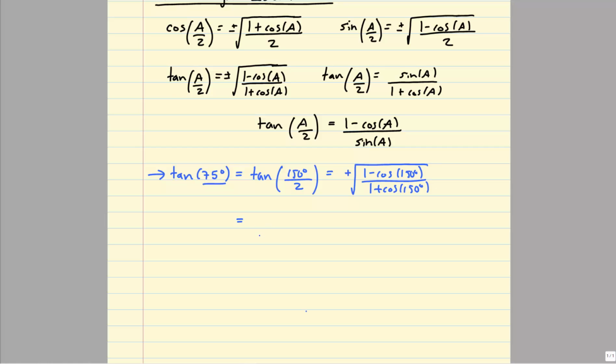So this is going to equal that positive again. 1 minus the cosine of 150 degrees is going to be 1 minus the square root of 3 over 2, and 1 plus the cosine of 150 degrees is going to be 1 plus the square root of 3 over 2. Now one thing I have not accounted for yet is, again, the cosine is negative in quadrant 2, so both of these should be negative in quadrant 2.